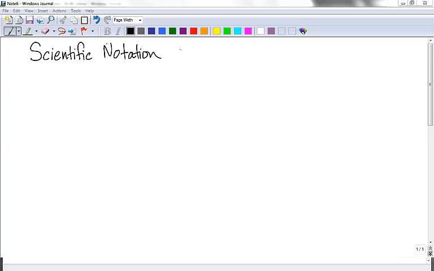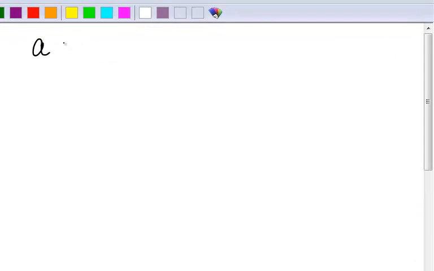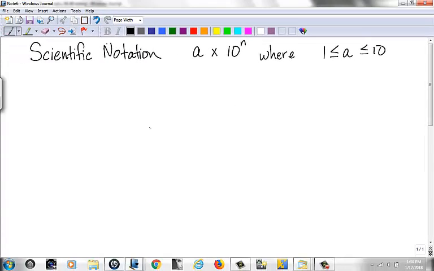Okay, so this is on scientific notation. It is not in the book, so we're just going to go with notes. First, on scientific notation, you will basically take a decimal number and go to a number in scientific notation. And in scientific notation, it's always written a times 10 to some power, where a is greater than or equal to 1 and less than 10.